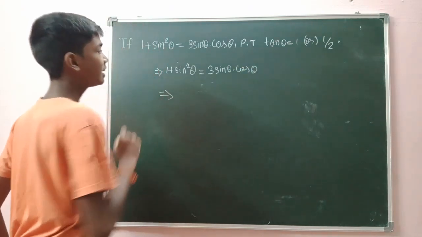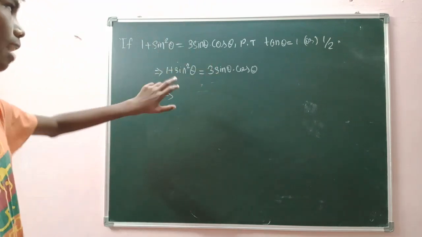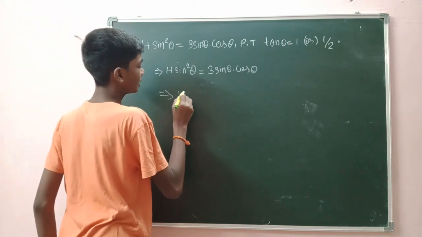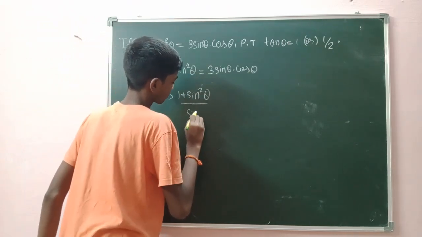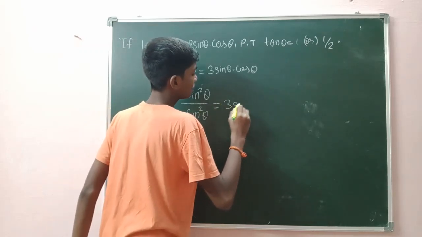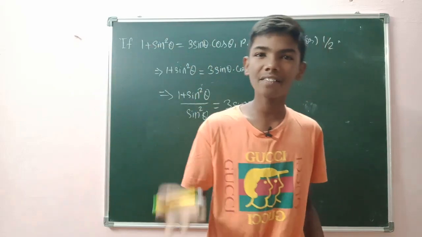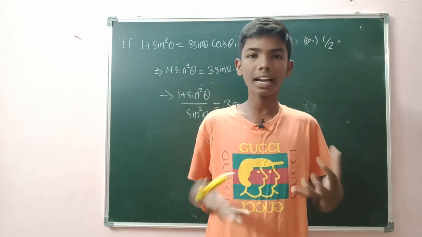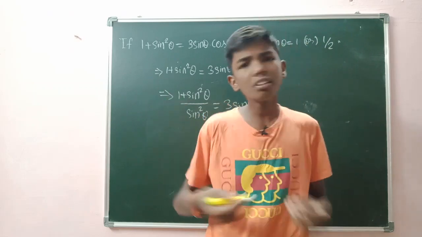In this equation, I am going to divide by sin square theta on both sides of the equation. Therefore, I'll get this equal to 3 sin theta. Guys, I am solving it faster because you know it now. Very easy topic. You just need to understand the approach. If you understand the approach, you can solve it very easily.